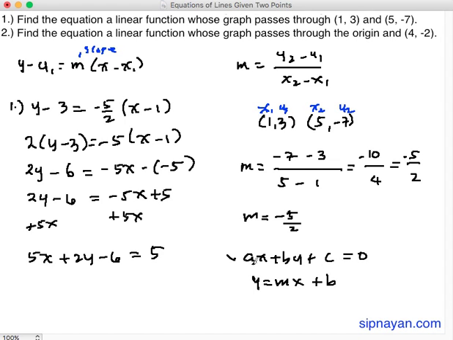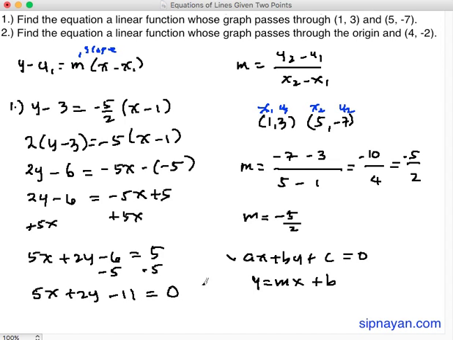So, dapat lahat ng numbers nandito sa kaliwa. Tapos yung nasa kanan dapat 0. So, magma-minus 5 din tayo on both sides para matanggal natin yung 5 dito, minus 5. So, magiging 5x plus 2y minus 11. Negative 6 minus 5 is negative 11 equals 0.